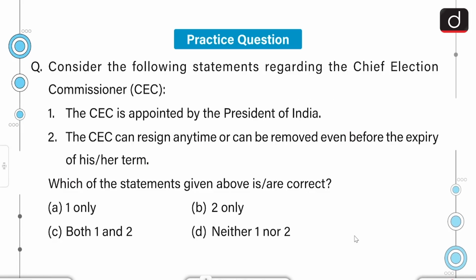Practice question for the next segment. Consider the following statements regarding Chief Election Commissioner. He or she is appointed by the President of India. He or she can resign anytime or can be removed even before the expiry of his or her term. So we have to select the correct statement.